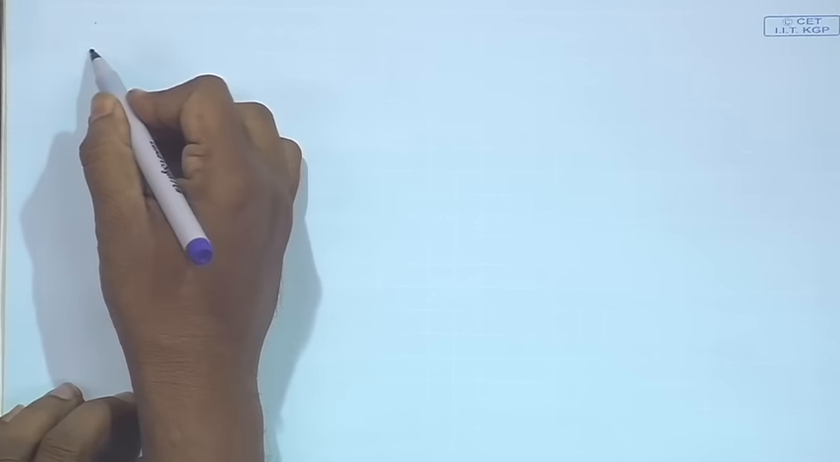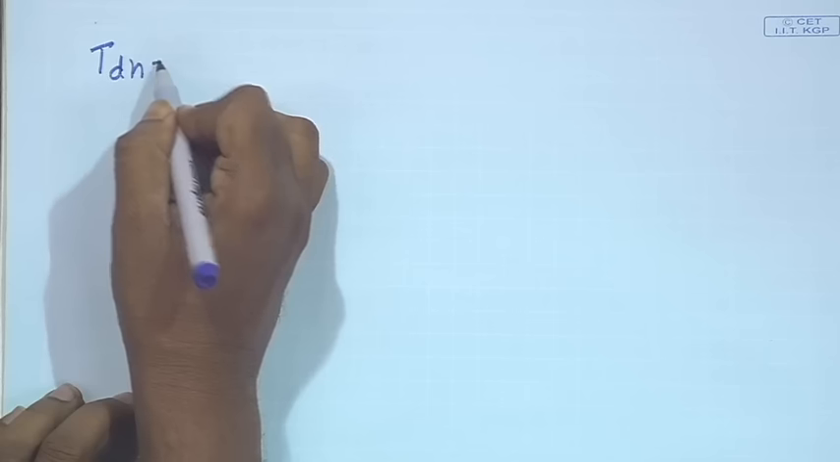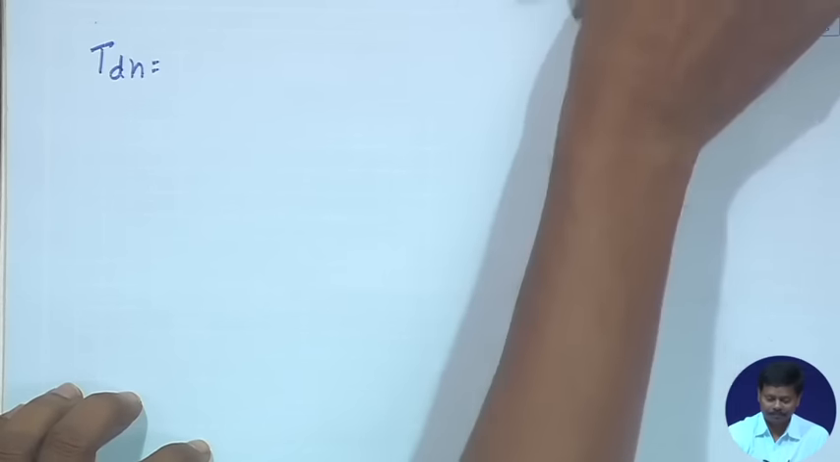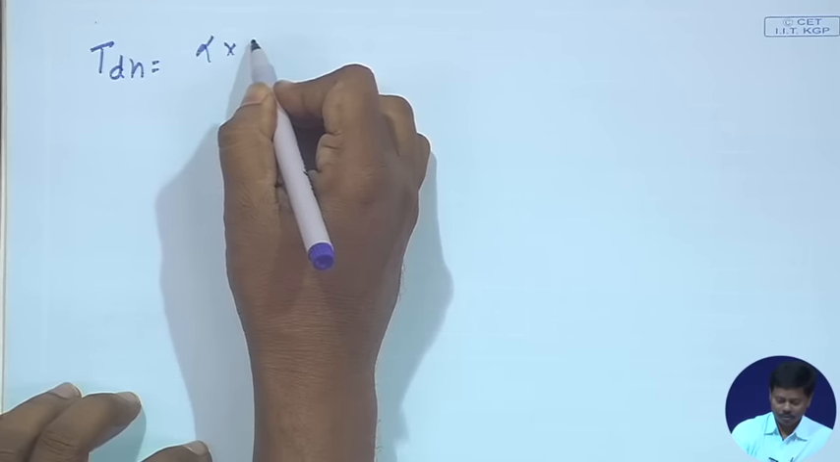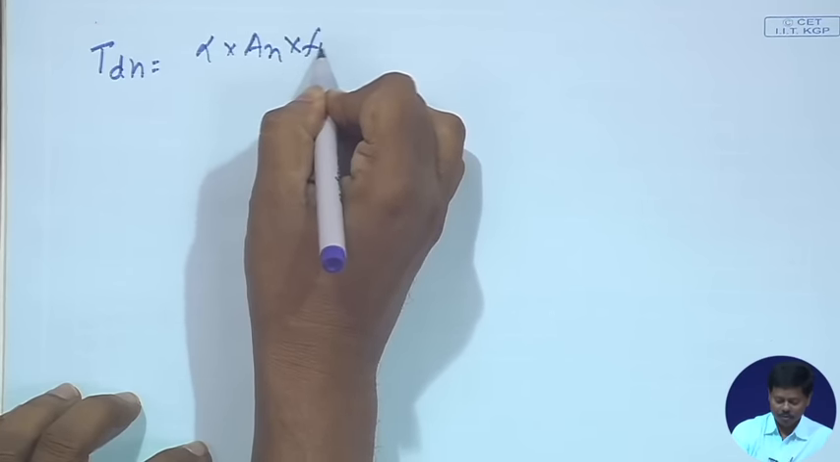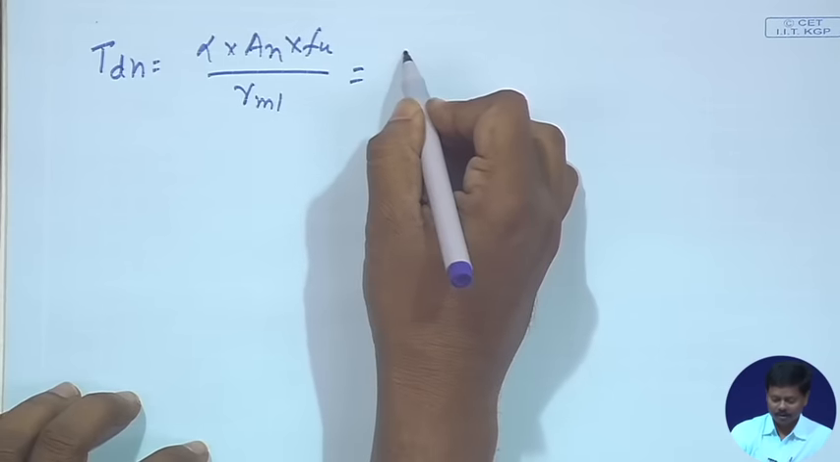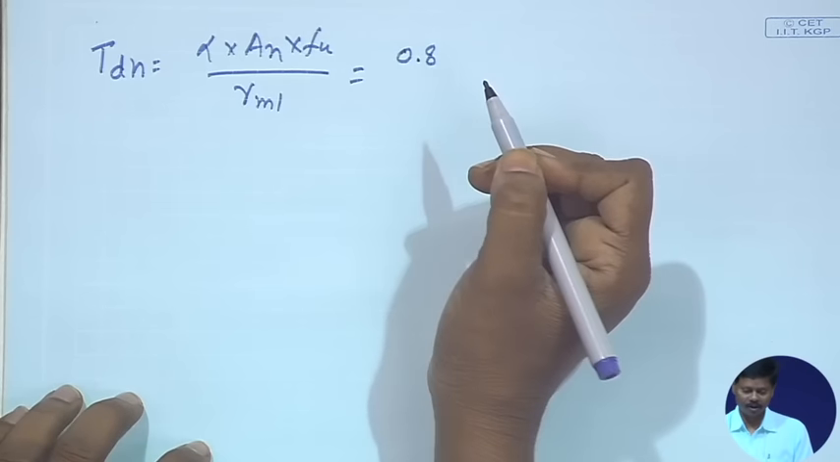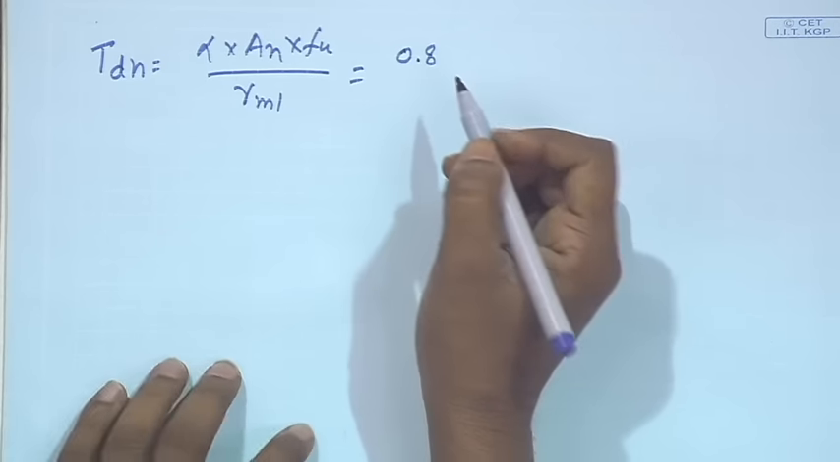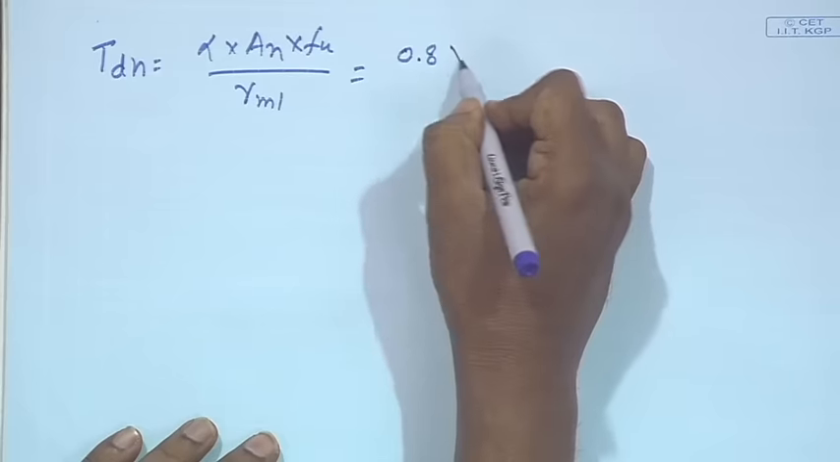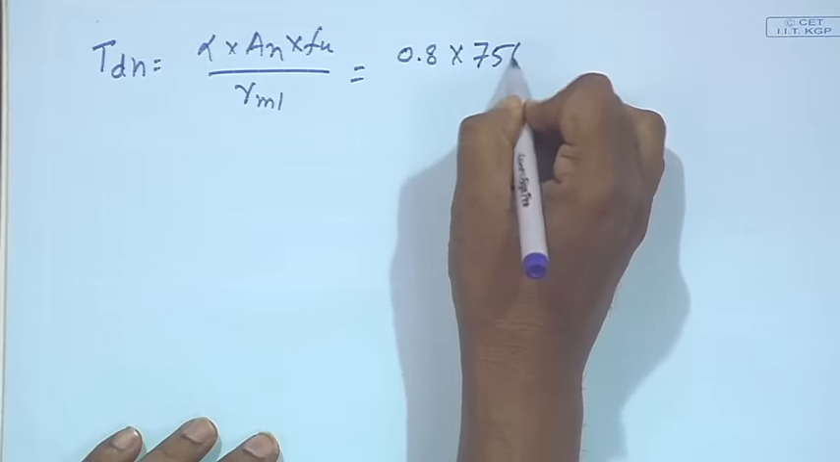Now, I can find out the value of Tdn. Okay. Strength governed due to rupture, so Tdn I can find out as alpha into An into fu by gamma m1. So, roughly I can find out, if I assume that the number of bolts will be 4 or more than that, then I can find out as like this.